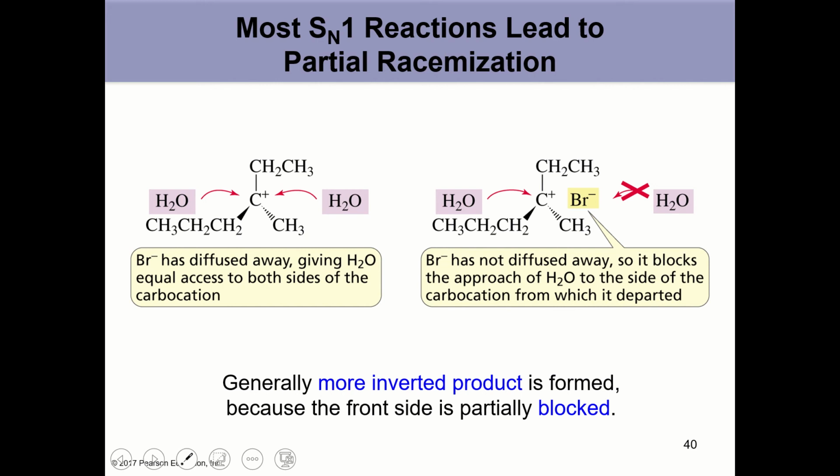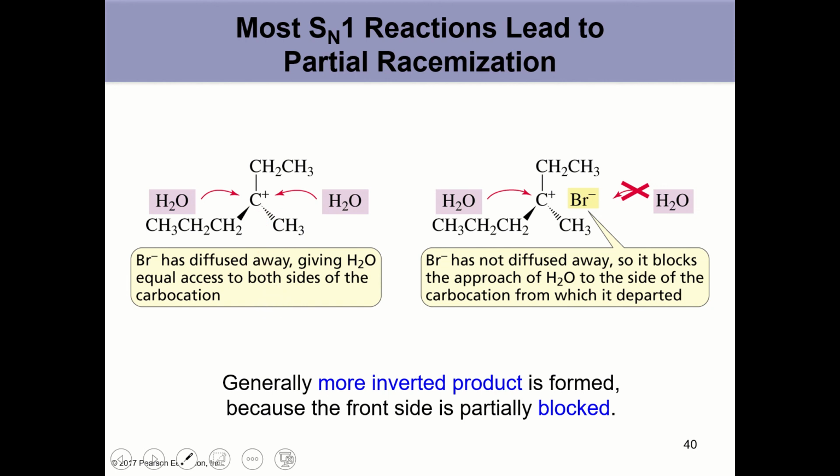If the halogen is bonded to a chiral carbon before it leaves, the isomer that forms by water bonding to the side of the carbon that the halogen leaves from will be present in lower concentration than the isomer that forms from water bonding to the side where the halogen is not present. So this is our example. If Br has diffused away, then yes, we could have a 50-50 mixture, but that's not actually true.